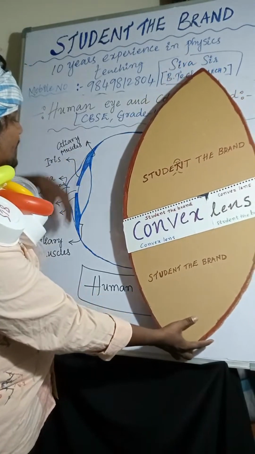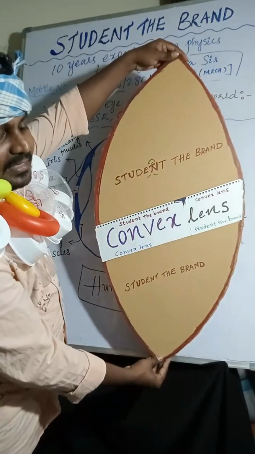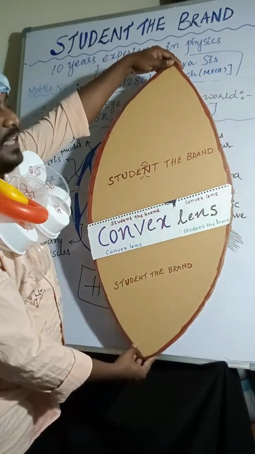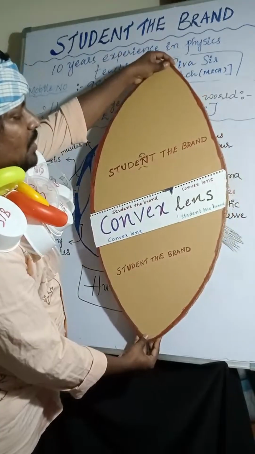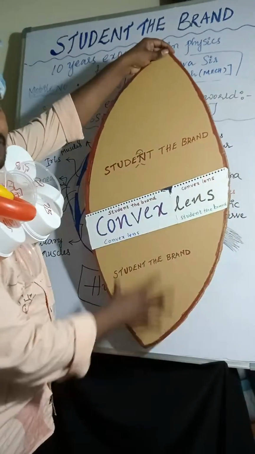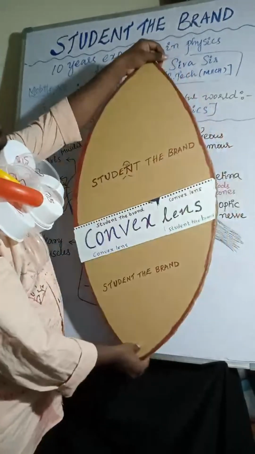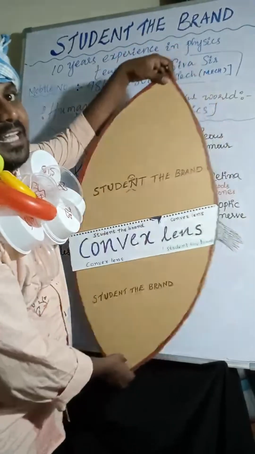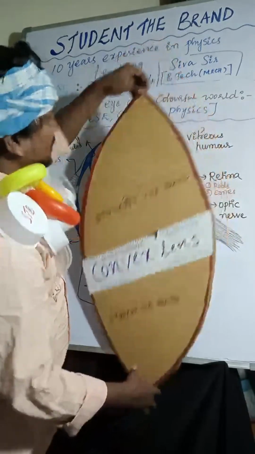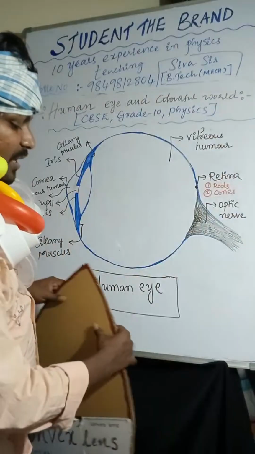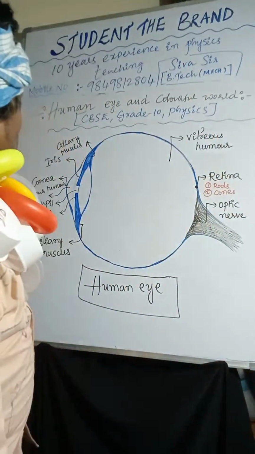Whenever we are seeing a nearby object or a far object, the ciliary muscle holds the lens like this. According to the thickness, the curvature of the eye lens increases or reduces, so it adjusts for seeing both nearby and far objects. Ciliary muscles hold the lens like this, so here you can observe. That is about ciliary muscles.